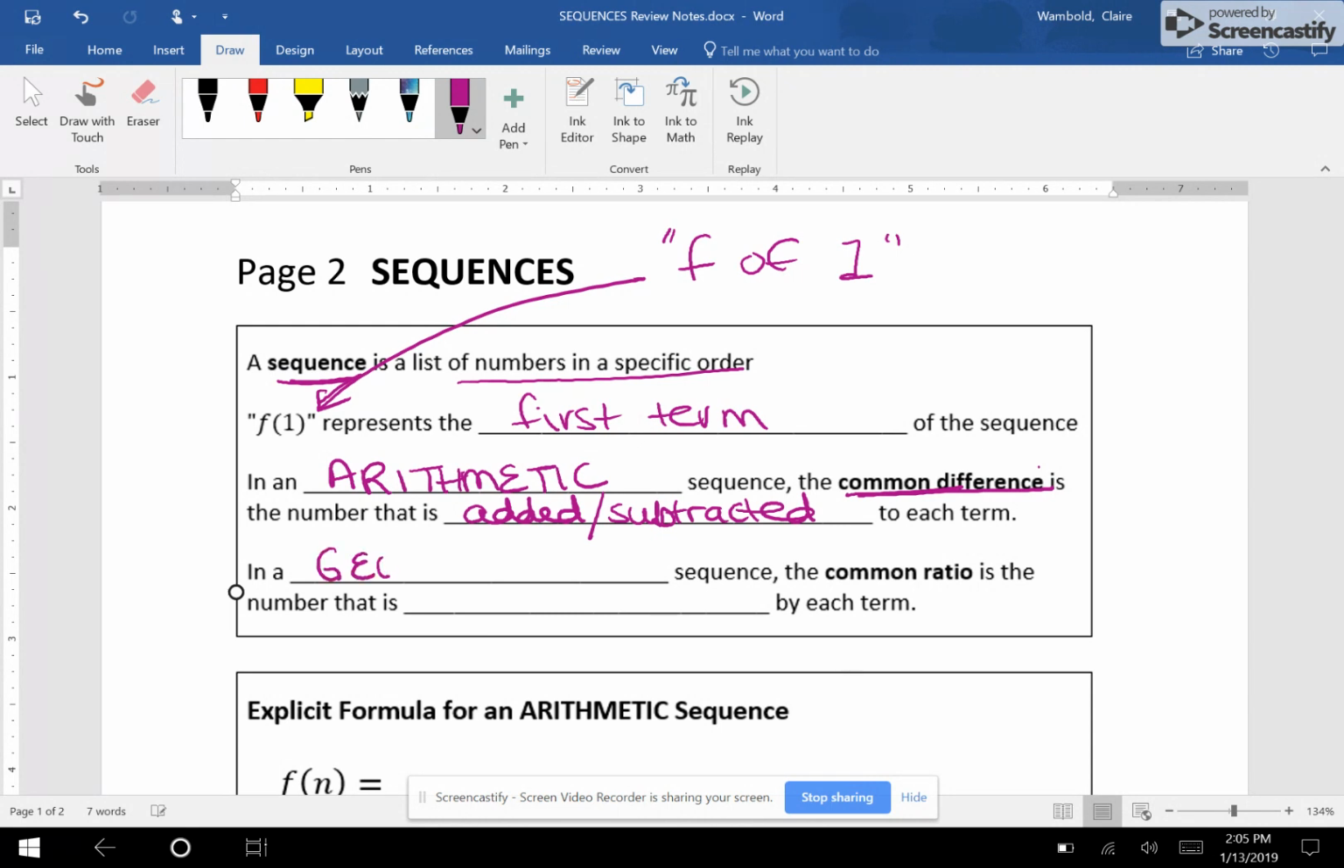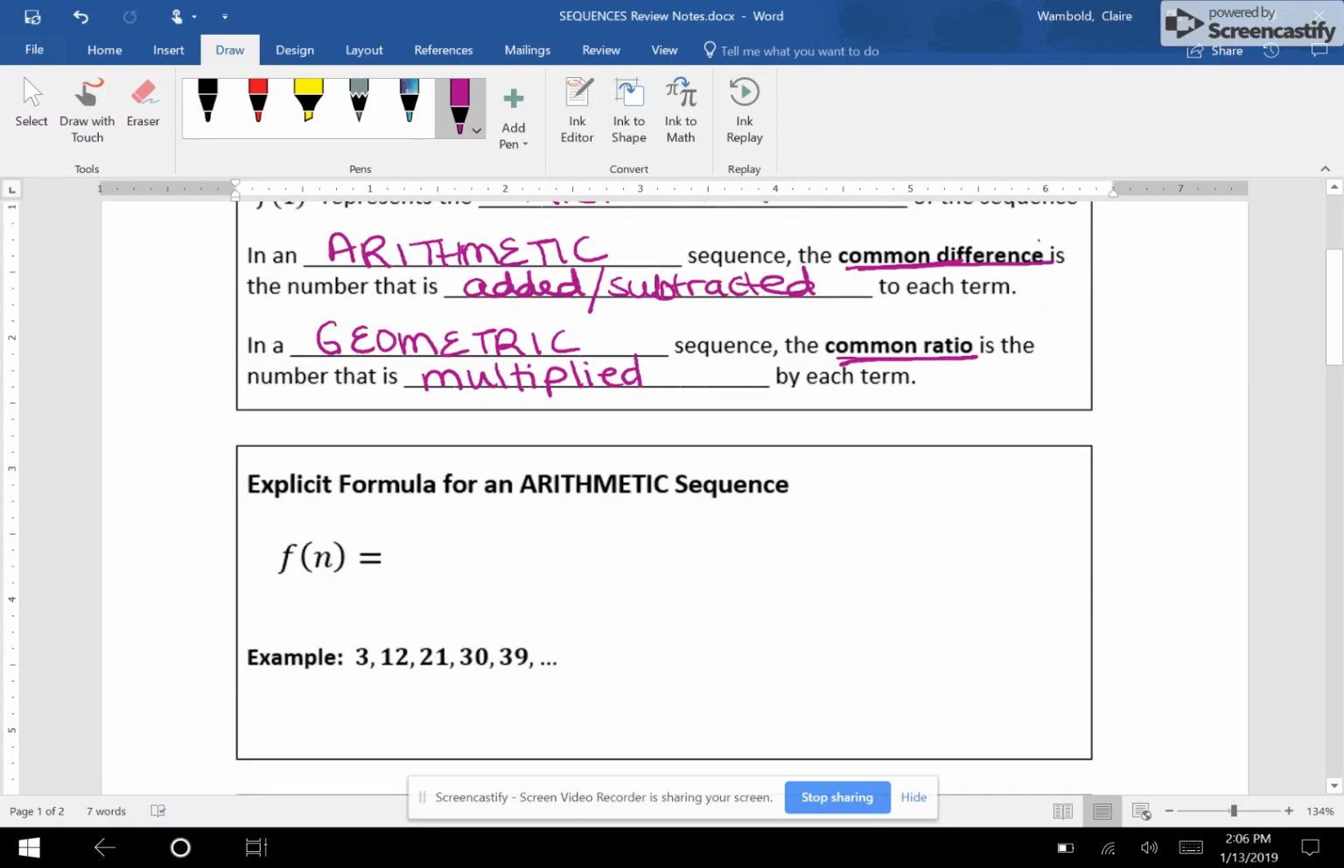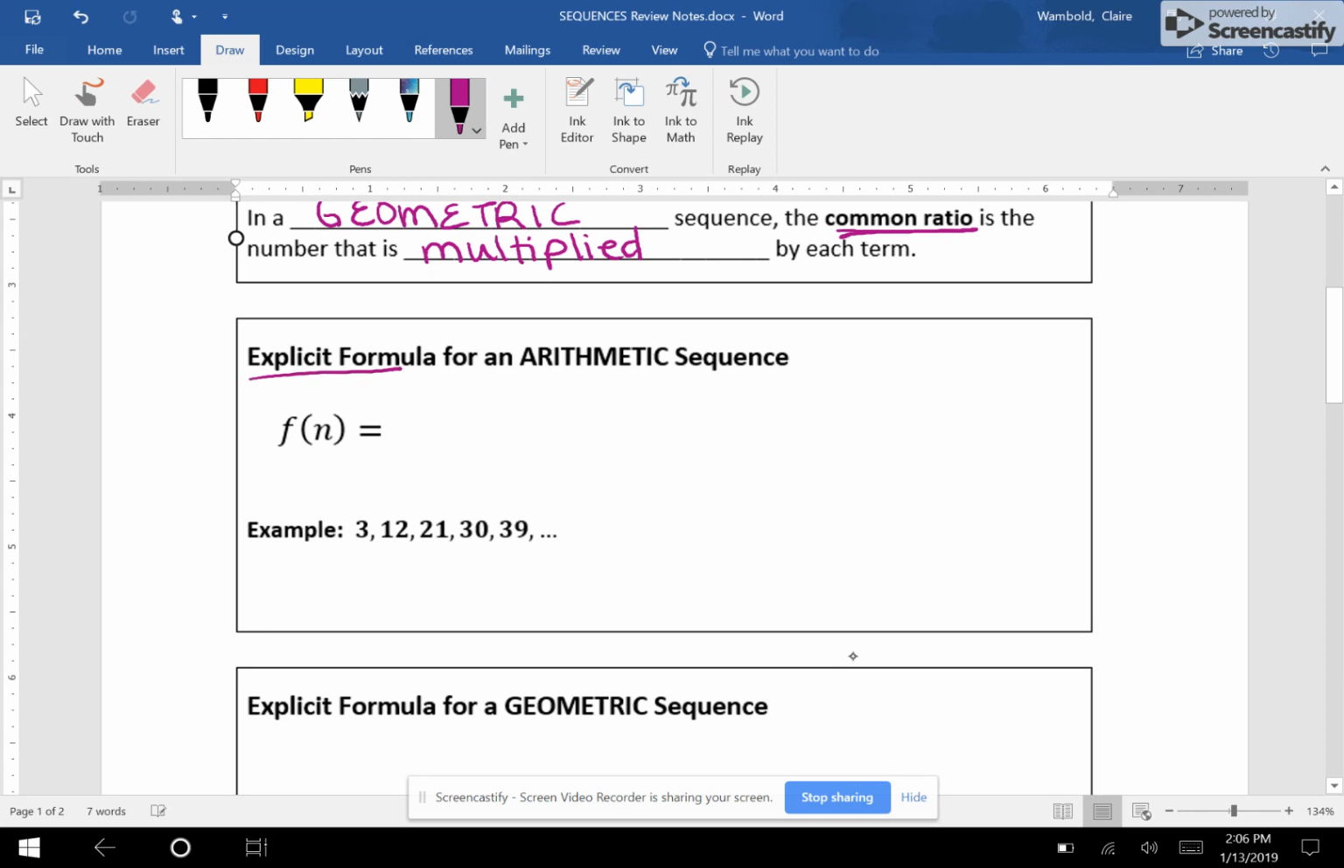On the other hand, we might have a geometric sequence, which has a common ratio, and the common ratio is the number that is multiplied from one term to the next. So arithmetic, geometric, both of them have a first term. The difference is one is addition and subtraction, the other one is multiplication. So the next thing we had was explicit formulas for each of these.